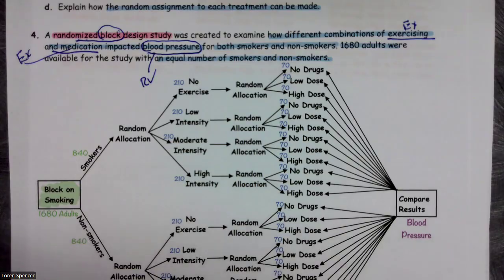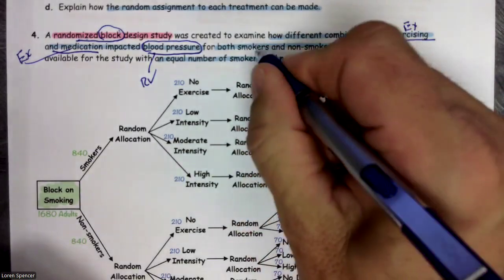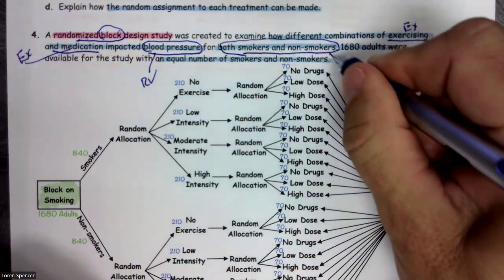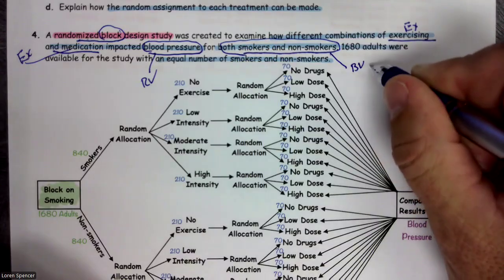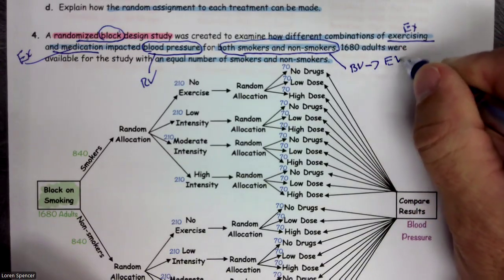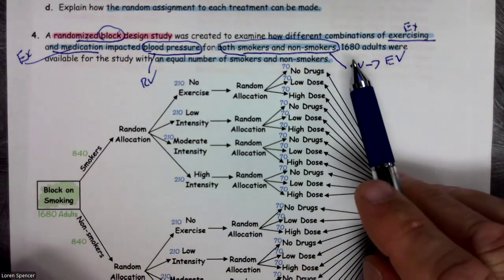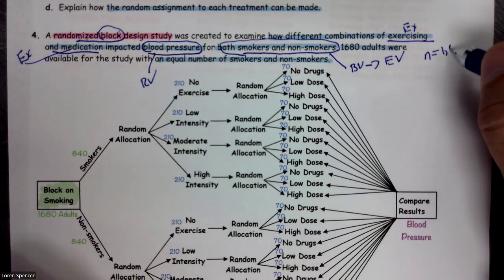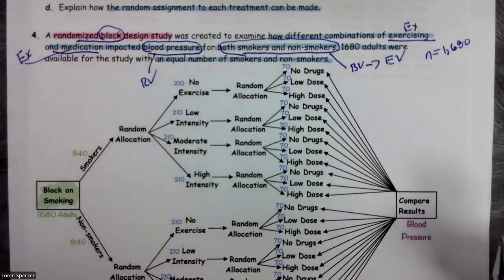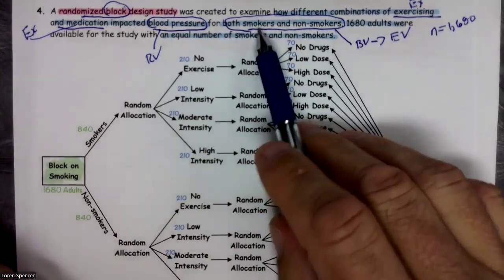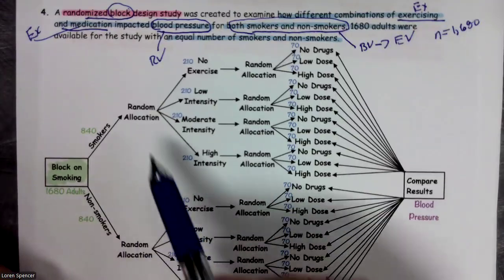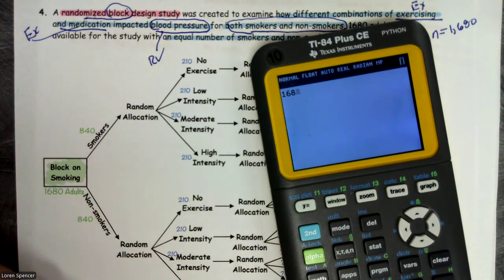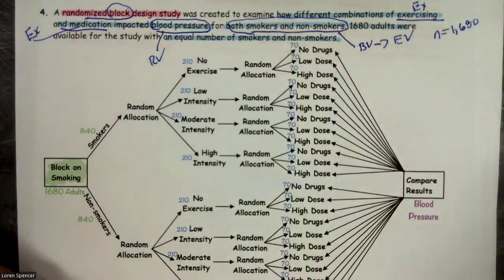All right. For both smokers and non-smokers. Ooh, we have 2 groups. These groups are my blocking variable, and my blocking variable is always an explanatory variable. So 1,680 adults were available for the study. So that means my sample size is 1,680. So we're blocking based on whether they smoke or not. So 1,680 divided by 2 gives me 840.